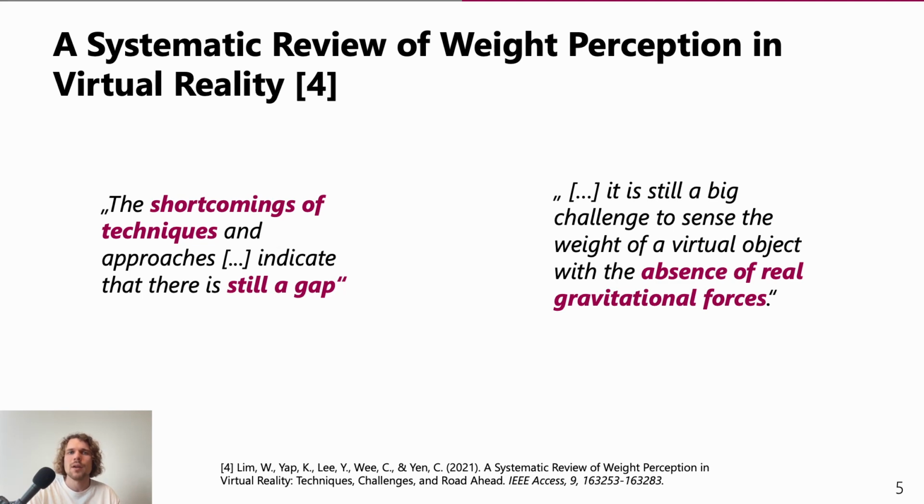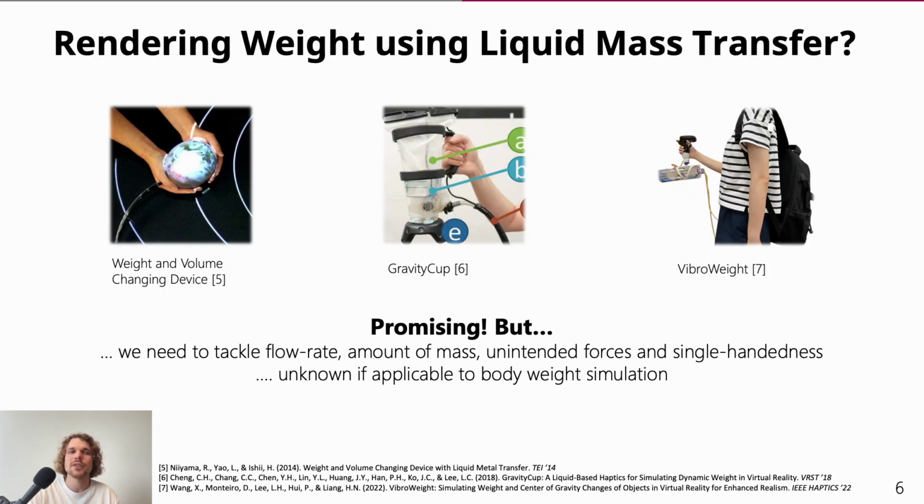Well, what if we would not try to simulate these gravitational forces, but instead physically change the mass outside of VR? A method to do so was introduced by Niels et al. with the weight and volume changing device. The system transfers liquid mass in or out of a bladder to change its weight. And gravity cup and vibrovate are two approaches to transfer this concept to VR. However, they reveal challenges that still need to be overcome.